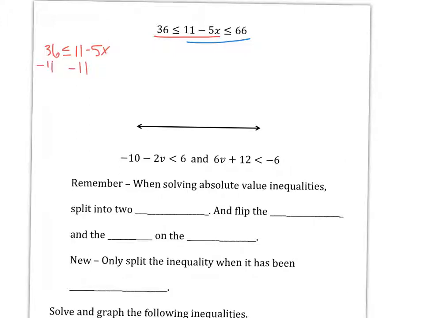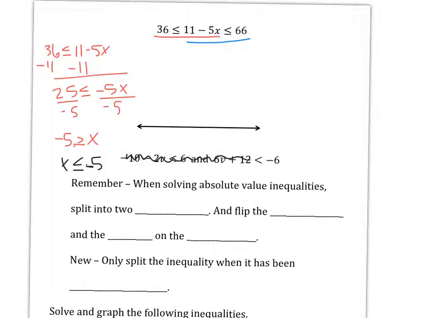So I'm going to subtract 11 and get 25 is less than or equal to negative 5x. Divide by a negative, so I flip the inequality. And then I'm actually going to rewrite this so my variable's on the left-hand side. So x is less than or equal to negative 5. We're going to just get rid of this inequality there. We're not going to go through that example.